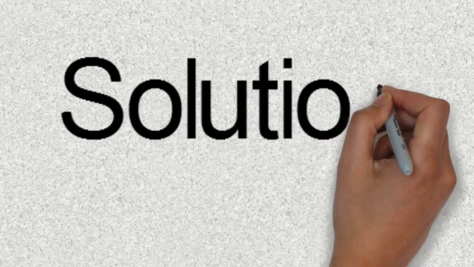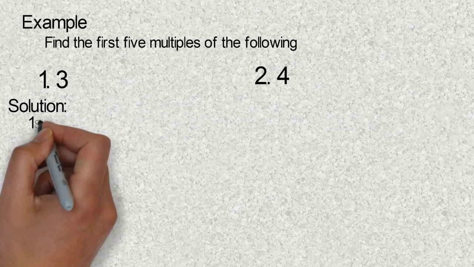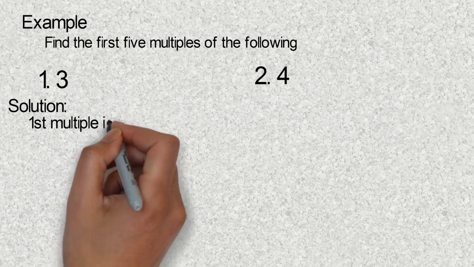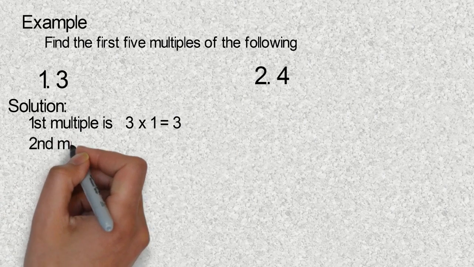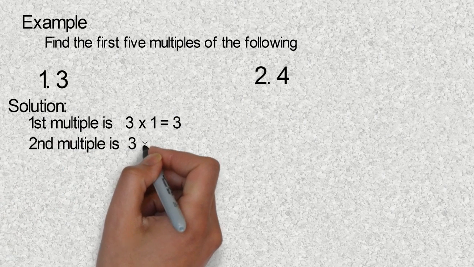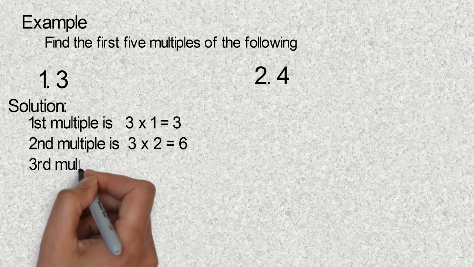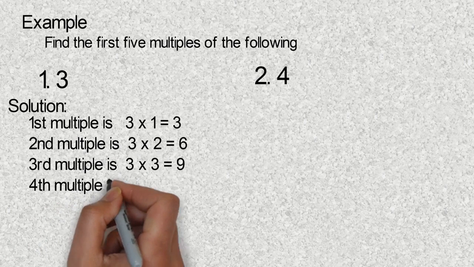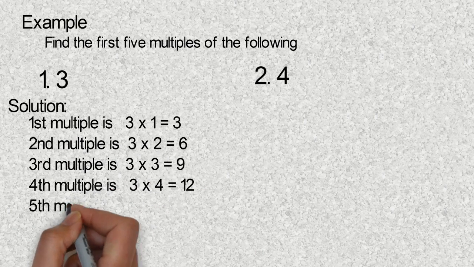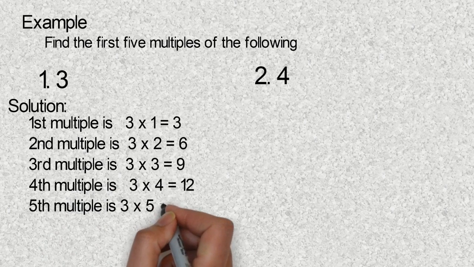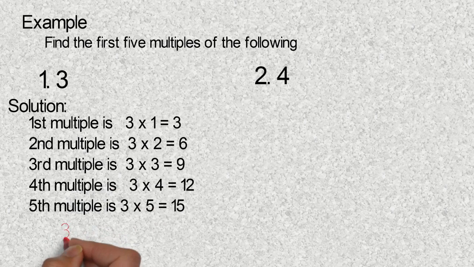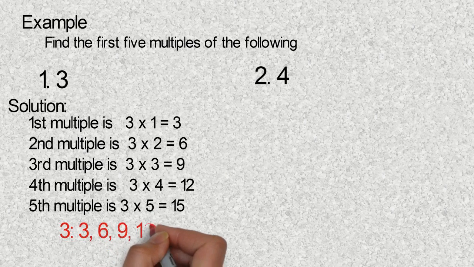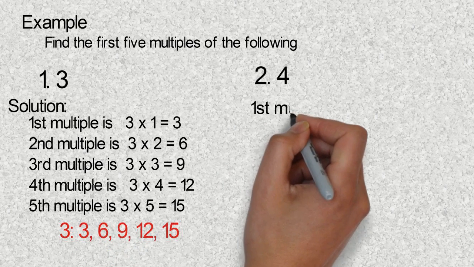So solution: to get the first 5 multiples of 3, so let's see. The first multiple of 3 is 3 times 1, which is equal to 3. Second multiple is 3 times 2, which is equal to 6. Third multiple is 3 times 3, which is equal to 9. Fourth multiple is 3 times 4, which equals 12. Then the fifth multiple is 3 times 5, which equals 15. So the multiples of 3 are 3, 6, 9, 12, and 15.